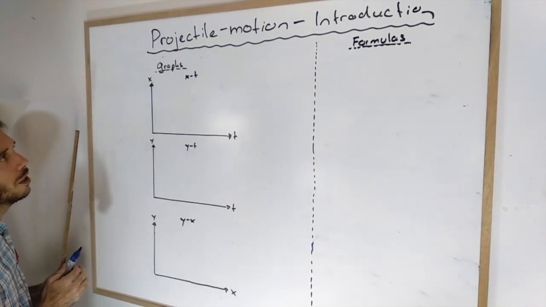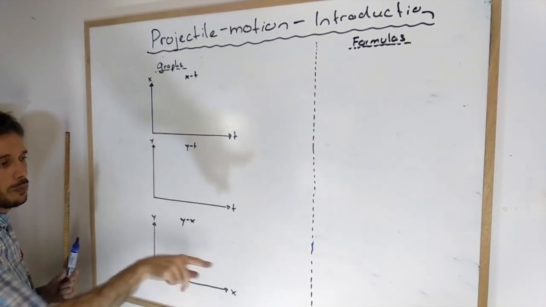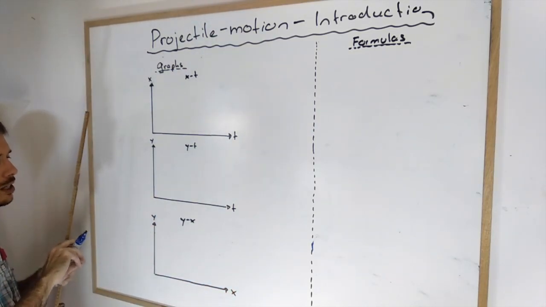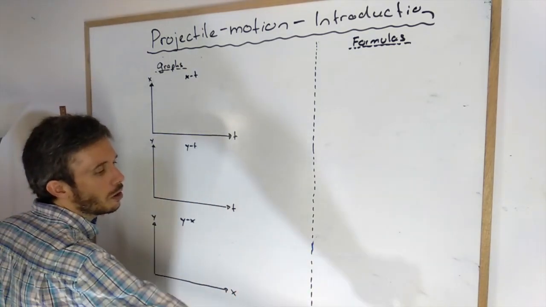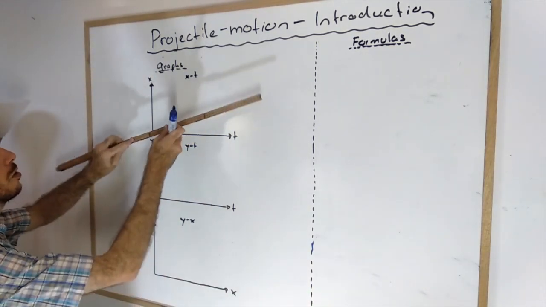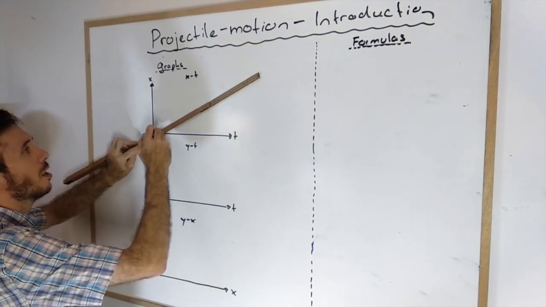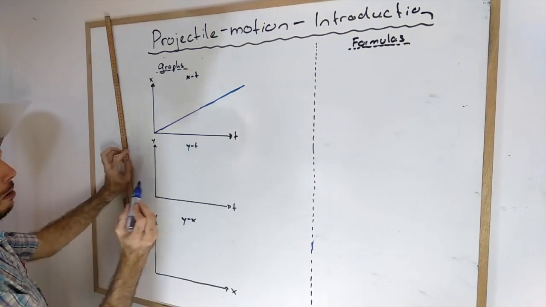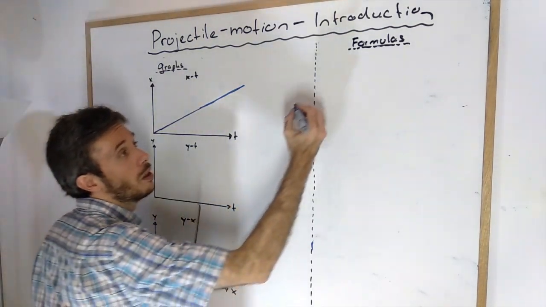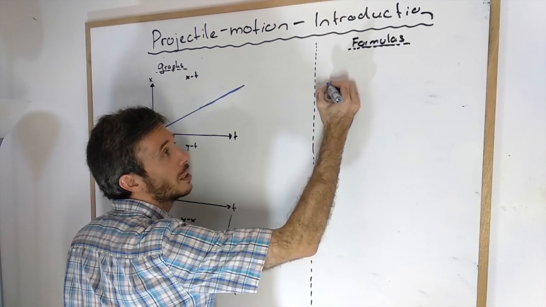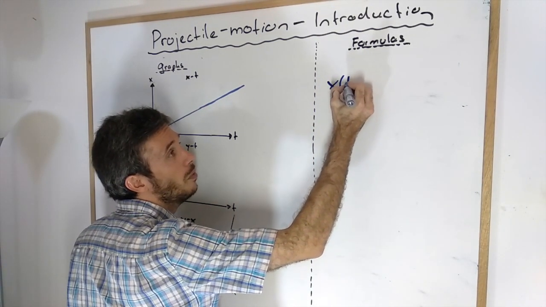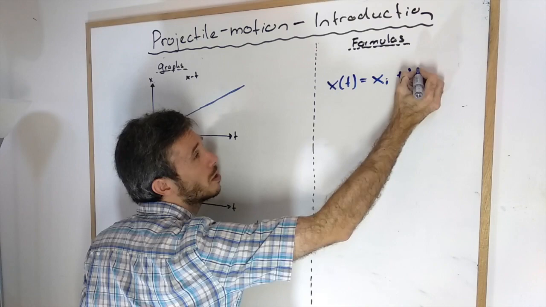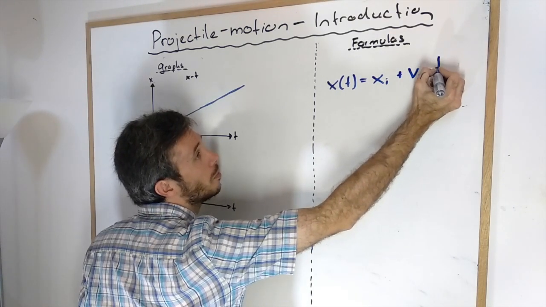in a gravitational field, all my acceleration, if I put the x-axis this way, will be in downwards direction, so there is no acceleration in x and my x velocity will remain constant, therefore I should travel in x direction at a constant rate. So my graph will look something like this, and my formula will look something like x as a function of time is whatever my initial x position is plus my velocity in x times time.